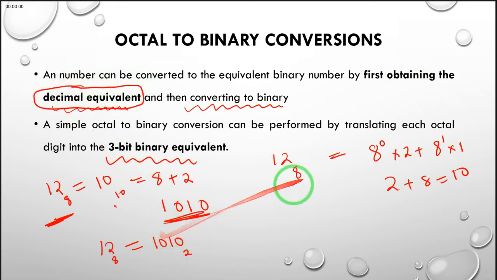And notice that we had to transition to a decimal equivalent first before we did this conversion. If we just divided by 8, or if we took the positional weights of this 12, it would have given us a different figure. So that is the first method.